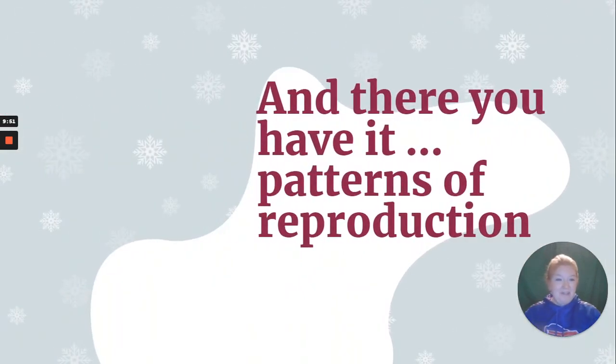And there you have it. Those are the patterns of reproduction. So hopefully you learned a little bit about sexual reproduction, asexual reproduction, types of asexual reproduction, and then all those characteristics about alleles, dominant, recessive. Oh my goodness, it's so interesting and there's so much information.